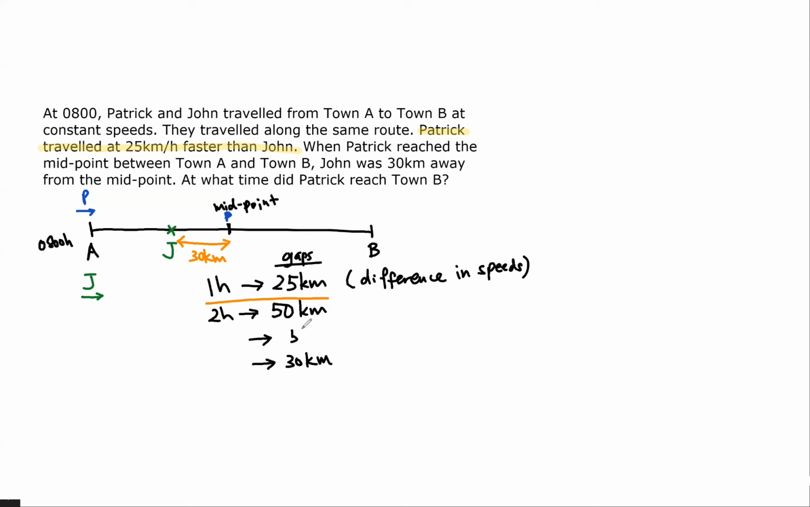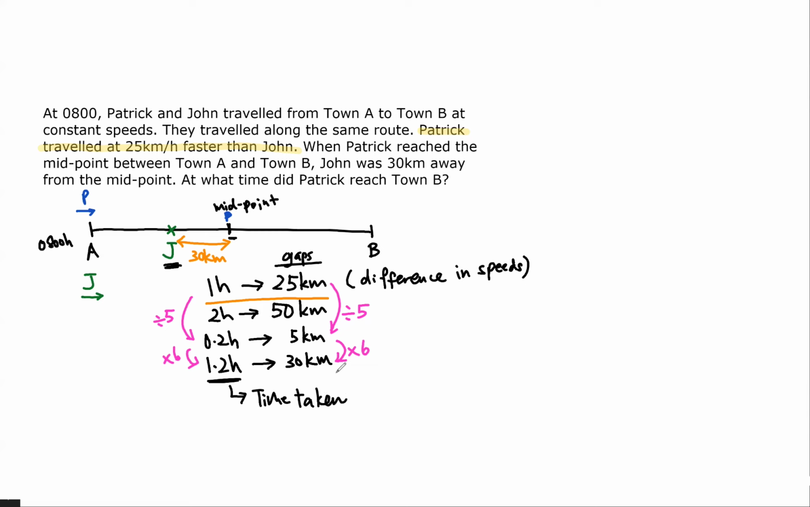I can bring it down to 5 kilometers, which also means that I am dividing by 5 on this side. Okay, you can ignore the 2 hours. And if we divide by 5 on this side, we're going to get 0.2 hours, or 1/5 of an hour. And then for me to get the time taken for them to have a 30 kilometers gap, I just have to multiply by 6 and I will get 1.2 hours. This is the time taken for them to be at their respective points when Patrick is at the midpoint and John is 30 kilometers away. This is the time taken for this to happen.